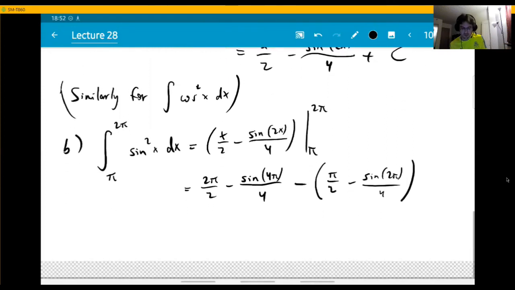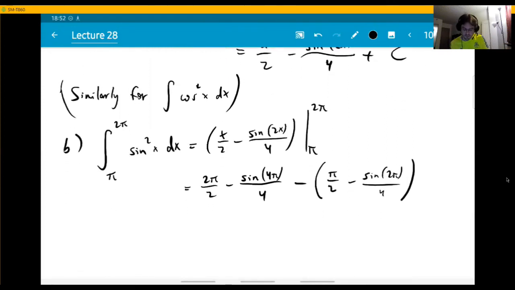Use parentheses like this because the function itself has 2 pieces. But what does this give you eventually? The sines will all be 0. Sine of 2 pi, sine of 4 pi are 0. And just the 2 pi over 2 minus pi over 2 is just pi over 2. The value of that area.